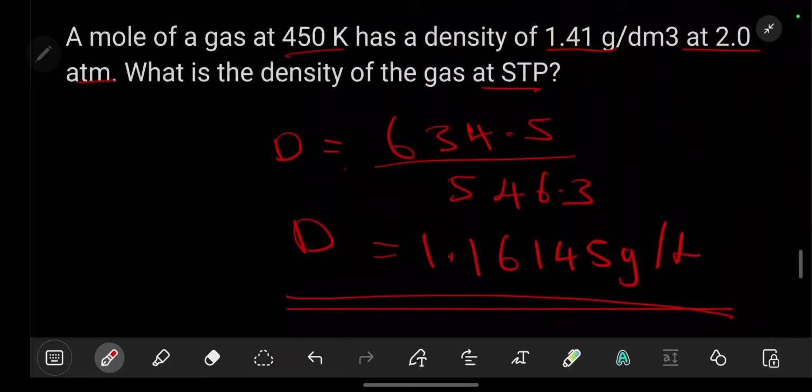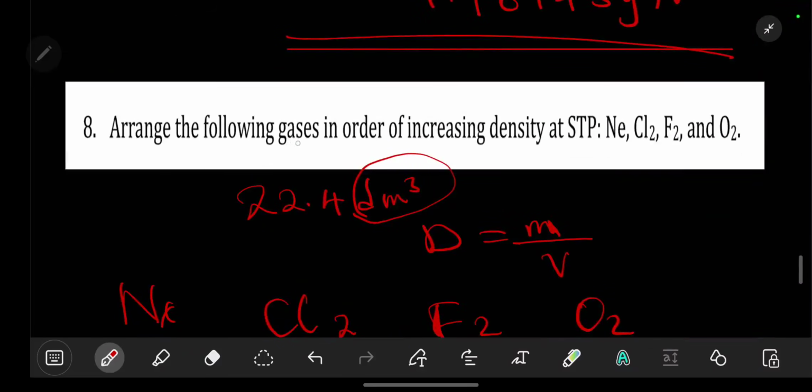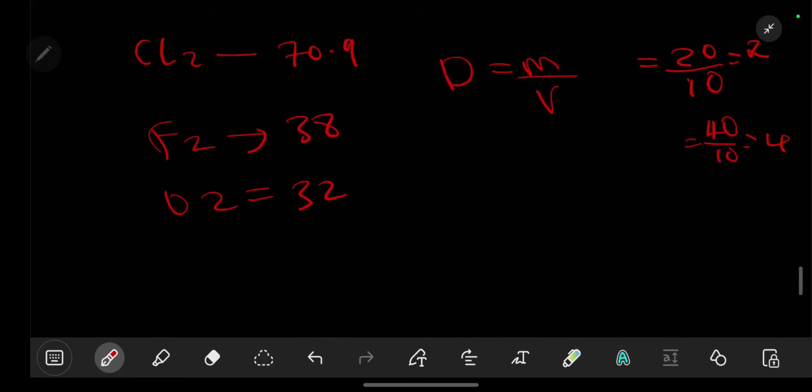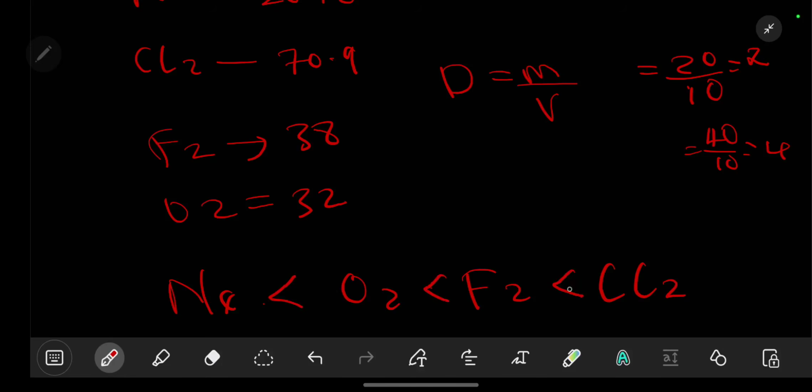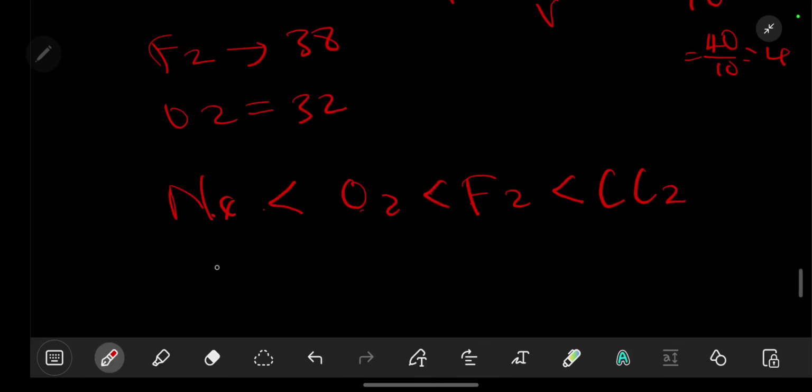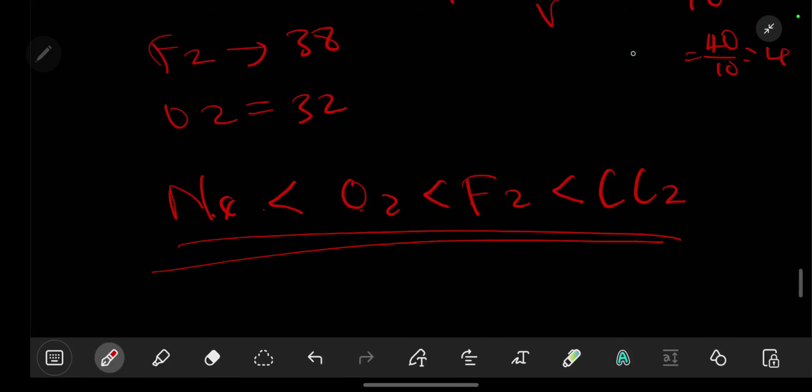So now the question was saying arrange the gases in order of increasing density, meaning from the smallest. Among these, the smallest is neon. So we are going to have our neon, then followed by our oxygen, then followed by our fluorine, then followed by our chlorine. So this is how we show chemistry questions. Neon is less than this, oxygen is less than that. So that means we have answered that.